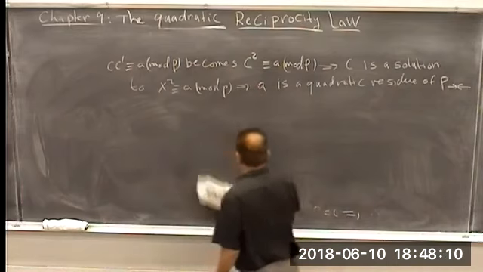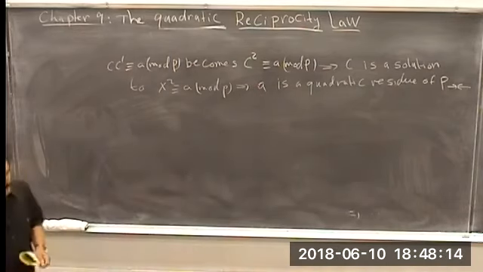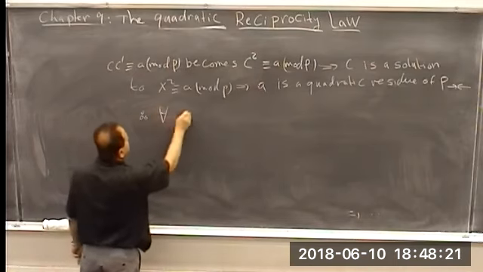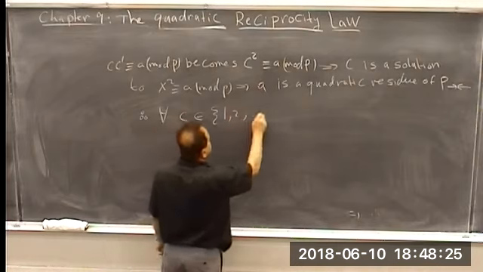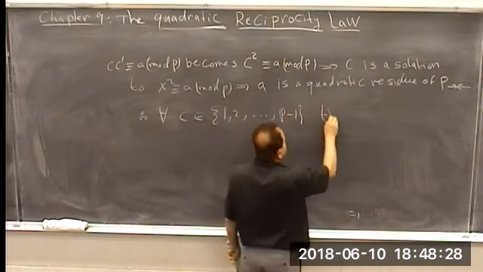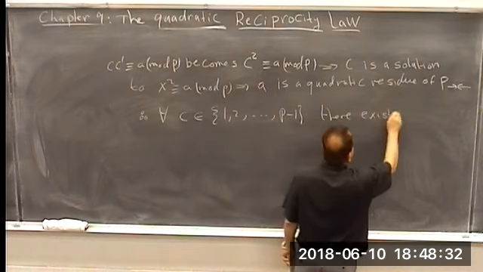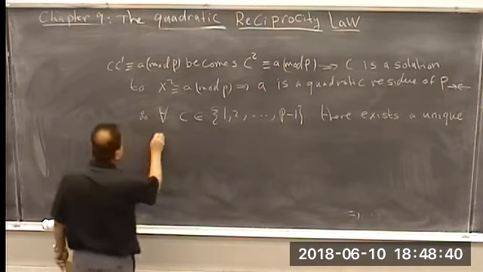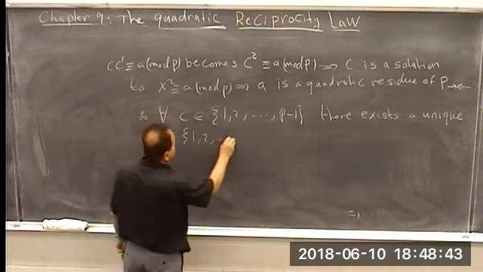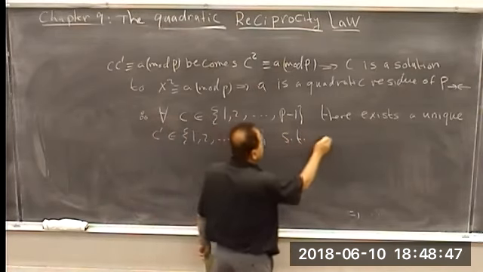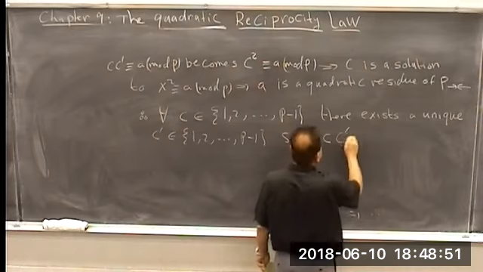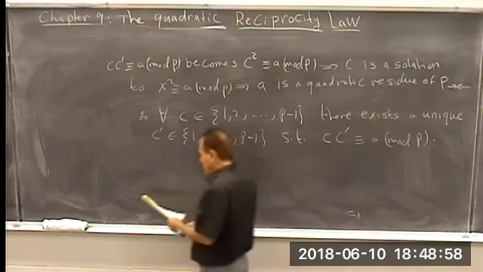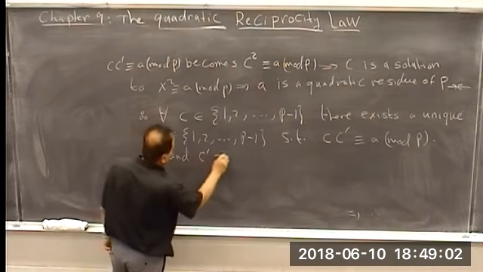So for every C in this set, there exists a unique C prime in the same set such that C C prime is congruent to A mod P, and of course they are not equal to each other, and C prime does not equal C.